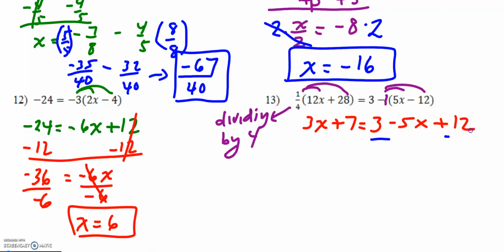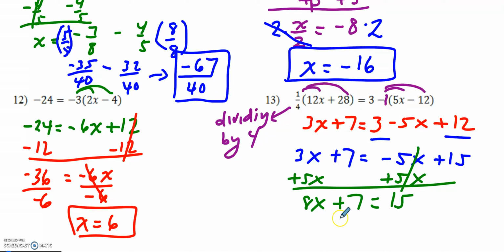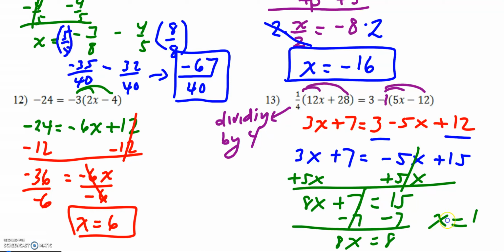If I combine like terms on this side, we would get -5x, 3 and 12, plus 15 equals 3x plus 7. Now that I have variables on both sides, I'm going to move my variables together first, and I'm going to add 5x and get 8x plus 7 equals 15. Now I want to get rid of the 7, so I'd have 8x equaling 8. Divide by that 8, your final answer would be 1.